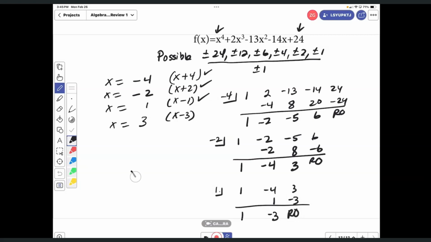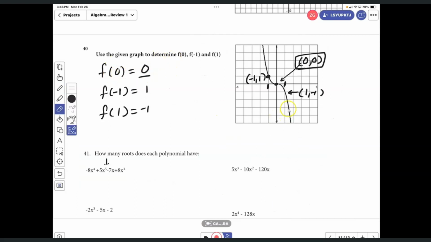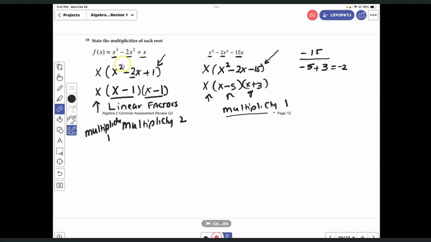And the last one is x minus 3 equals 0. So x equals 3. Graph to determine f of 0. So if you go to 0, your output is 0, so it's 0. F of negative 1, negative 1, 1. And the last one is f of 1, negative 1. So that's how you figure out f of 0, f of negative 1, and f of 1.